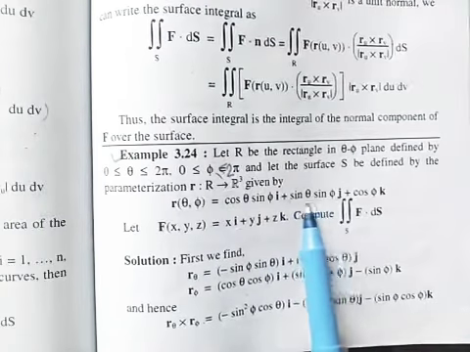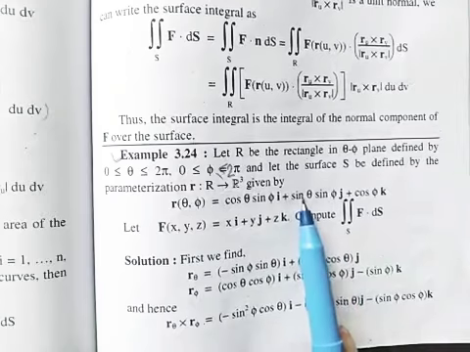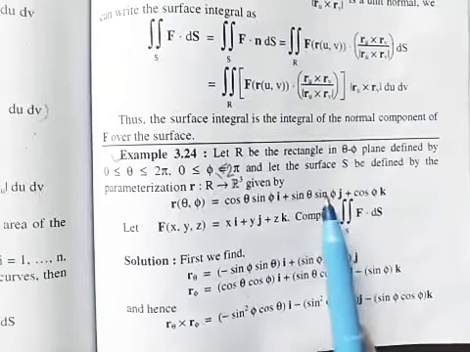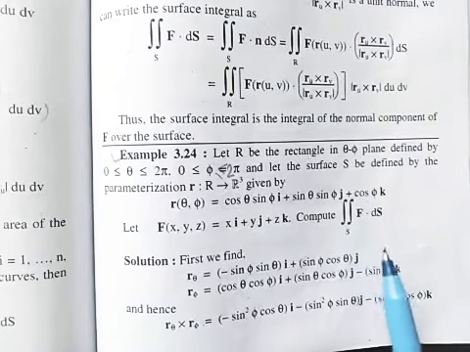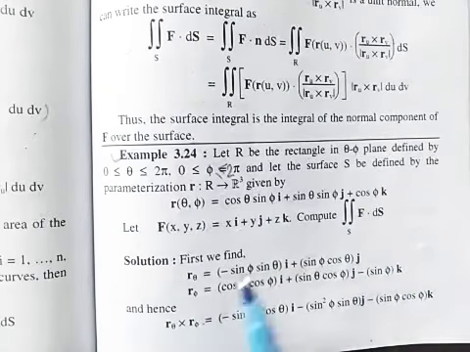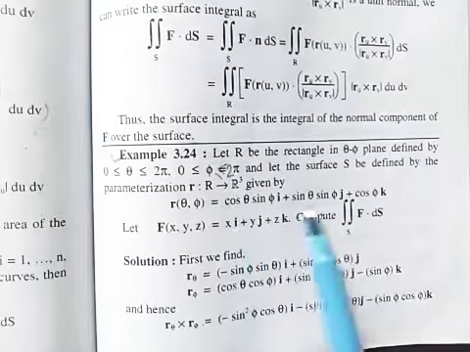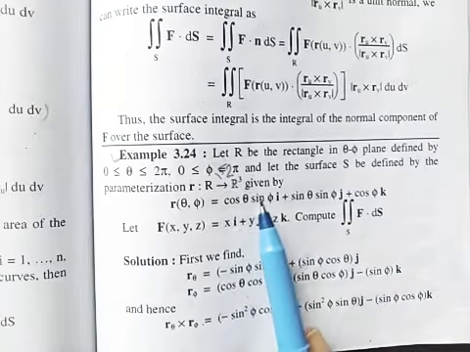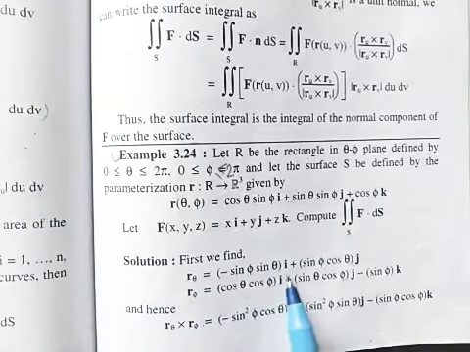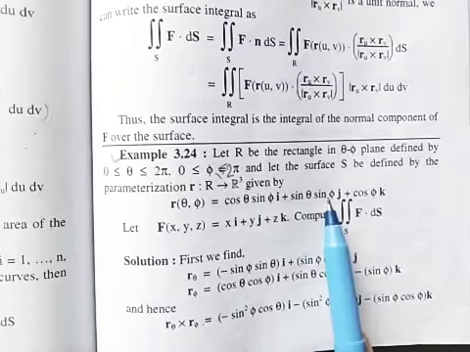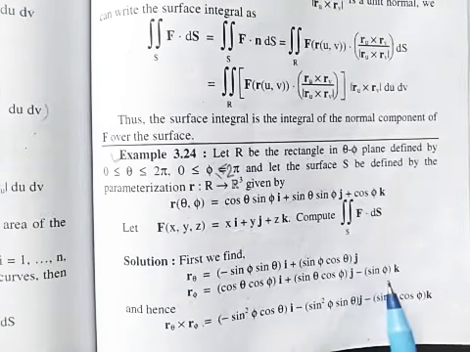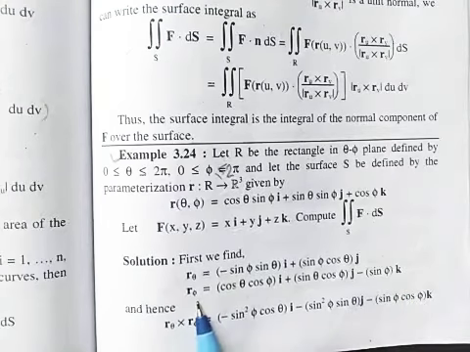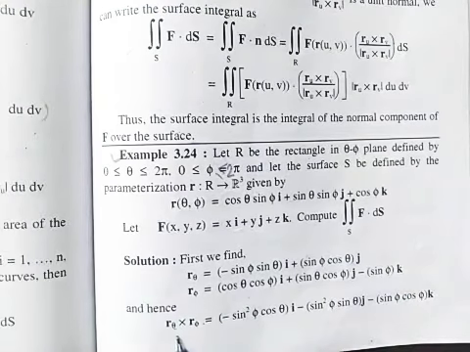Then its derivative with respect to theta, sin theta: derivative of sin theta is cos theta, sin phi as it is, j. Here no theta is present, so its derivative is 0. Then r phi, its derivative with respect to phi: cos theta as it is, derivative of sin phi is cos phi, i. Sin theta as it is, derivative of sin phi is cos phi, j, derivative of cos phi is minus sin phi, k. This is r theta, this is r phi, and hence their cross product.